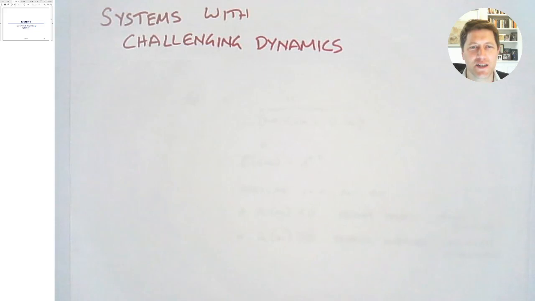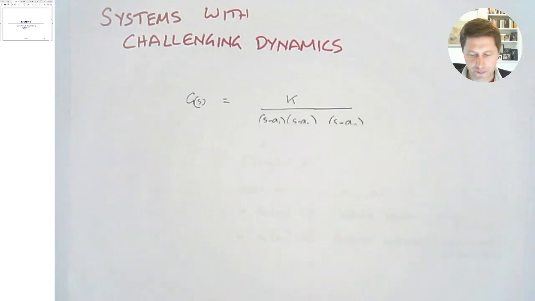The first mini lecture this week, lecture 4 in your handout, is about systems with challenging dynamics. So before we move on to the next lectures, which are looking at actually how to start controlling a process, we're just going to take a look at a couple more examples of processes that don't behave in the standard first and second order ways that we've looked at.